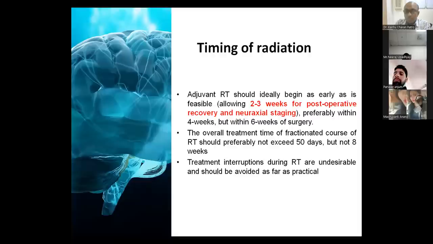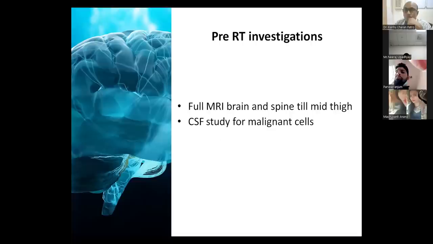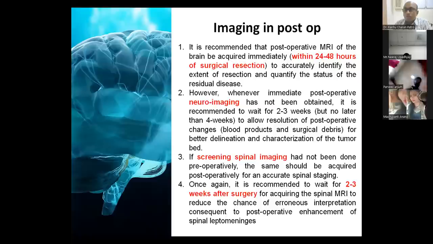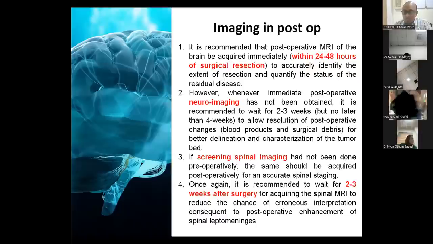Mostly for pre-radiation investigation, you have to go for a full MRI brain and spine till mid-thigh. CSF study for malignant cells we have to do. These are the two staging criteria we have to do. For post-op imaging, after the surgery, within 24 to 48 hours, you can go for MRI to accurately identify the extent of resection and quantity of residual disease. If you have not obtained neuroimaging within 48 hours, you wait for 2 to 3 weeks, and within 4 weeks you should do the total neuraxis imaging. If screening of spinal imaging was not done before the surgery, better do the screening of the spine.